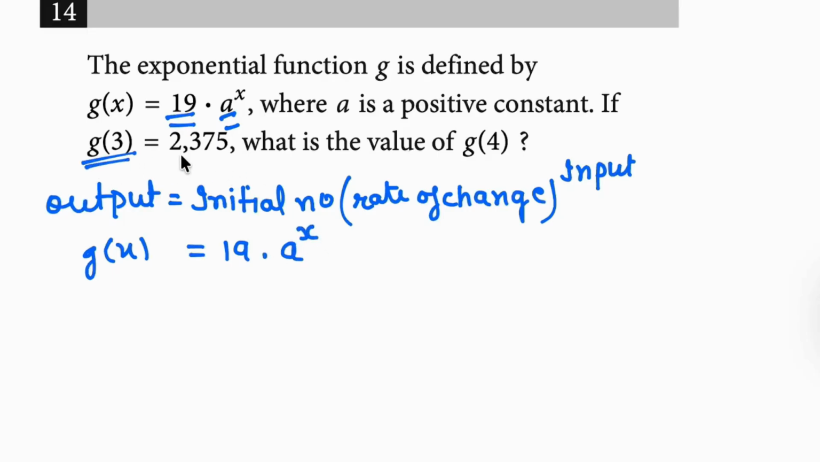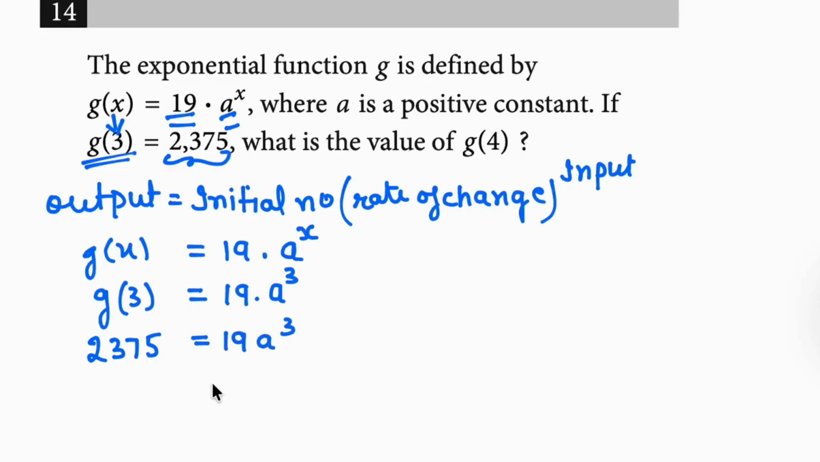Now it's given g(3) is equal to 2375. That means when I give input as 3, output comes out to be 2375. So in the first equation I'm just giving the input as 3, and in the second equation I'm writing the value of g(3), which is 2375, equal to 19 times a to the power 3. Now because we need to calculate a, a needs to be isolated. First step is dividing by 19 on both sides. Use the calculator. a cubed is equal to 125.